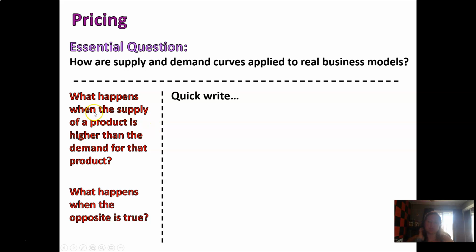What happens when the supply of a product is higher than the demand for that product? Okay, so I want you to either look back at your previous notes or think back to your previous notes. And when you have your supply and your demand curves connecting, what happens when the supply is higher than the quantity for demand? All right, and then what happens when the opposite is true? So what happens when demand is higher than supply? So go ahead and pause, answer it, and then I'll go over the answer after you pause and come back.